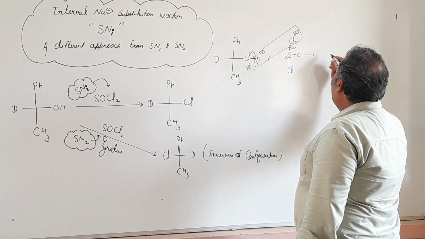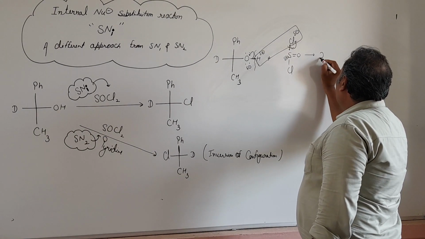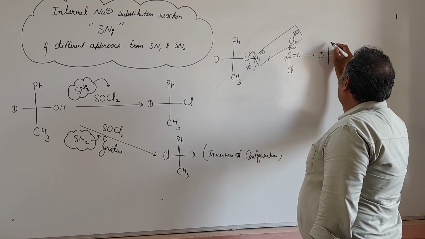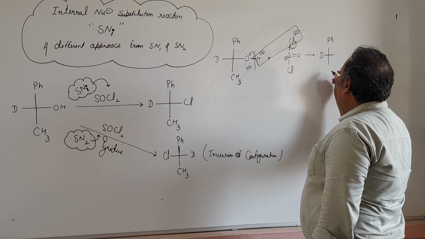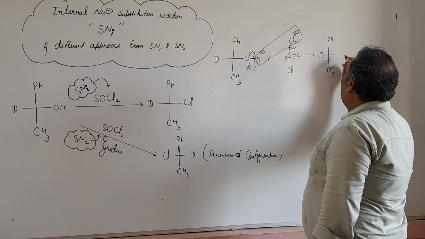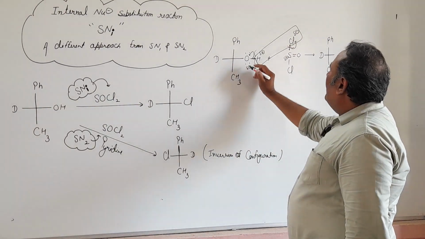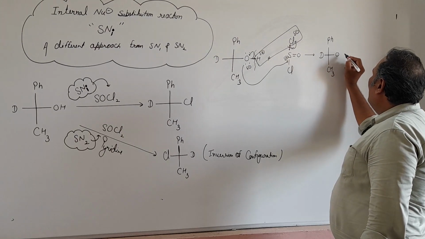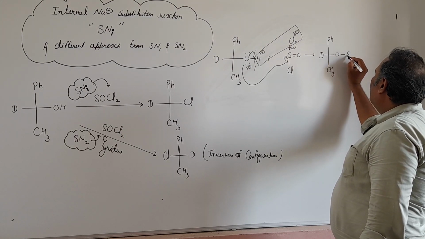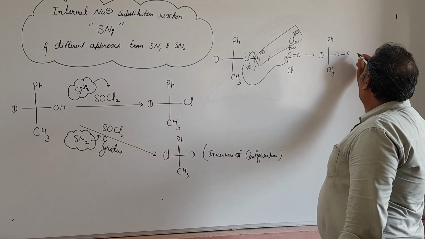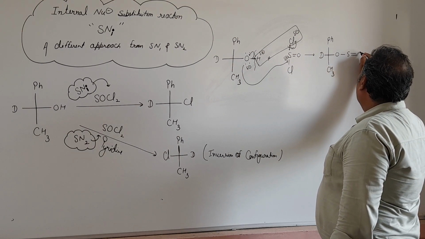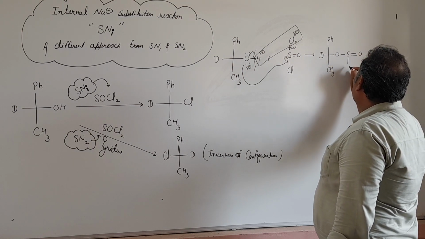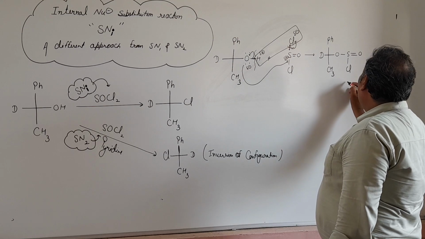So we will get D, Ph, CH3. Then this will attack the sulfur and we will get O, S, double bond O, and here is Cl, and HCl will be removed.